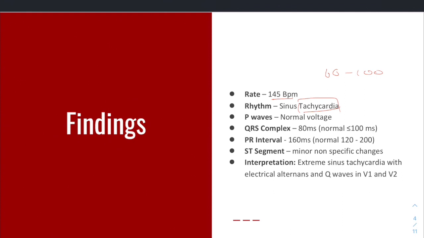And our PR interval somewhere between like 120 and 160 milliseconds, which is great for PR interval. We're looking for less than 200 milliseconds, so that's normal. And then the ST segment, looking back at the whole ECG, there were no gross changes in the ST segment that would indicate depression or elevation. So there are some minor non-specific changes there, but it's not something that we're super concerned about.